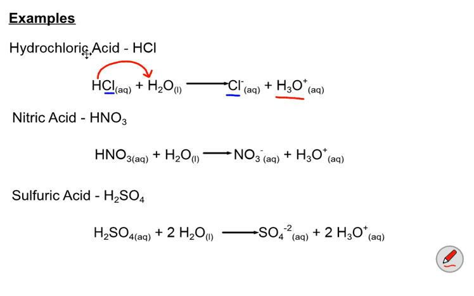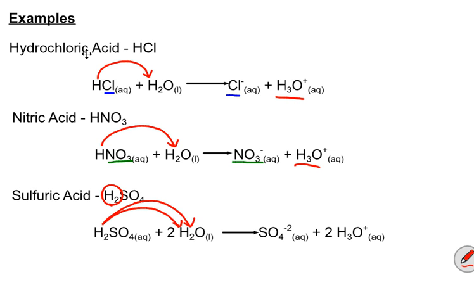In HNO3, that hydrogen, again, is going to go and attach itself onto the water molecule. And I'm left with just NO3- at the end. And there is my hydronium ion. Sulfuric acid is a little bit different because I have two protons, or two hydrogens, in my molecule. So I'm going to take one hydrogen and another hydrogen, and they're both actually going to attach onto separate water molecules. So that's why I make two ions of H3O+. And then I'm left with my SO4 2- at the end.